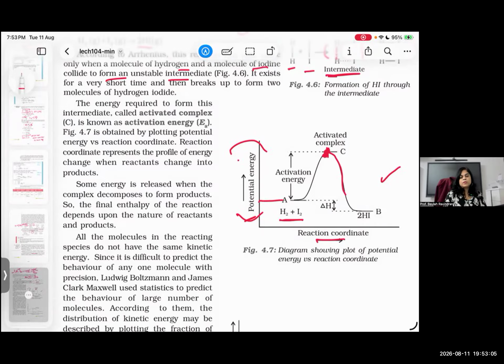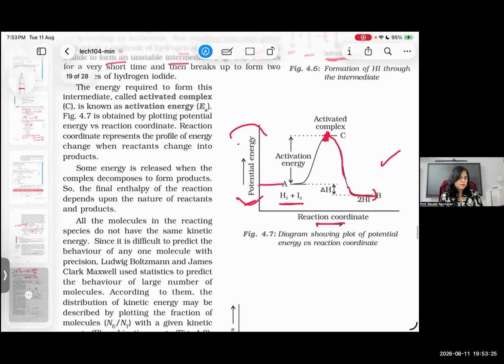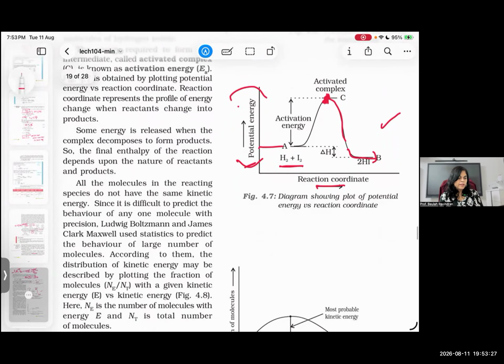So this shows it slows down, right? The potential energy is very low. It shows that the reaction is complete and the product is formed. Can you understand this? It shows the activation energy of hydrogen iodide formation. The reaction coordinate represents the profile of energy change. Okay.